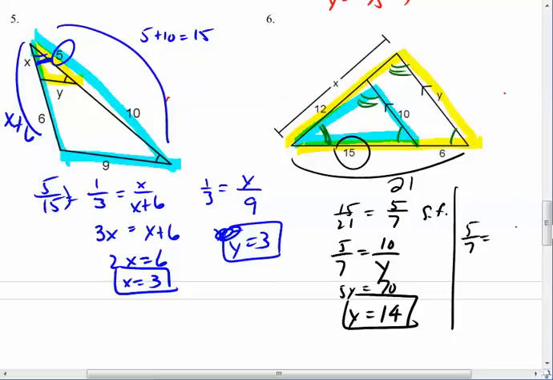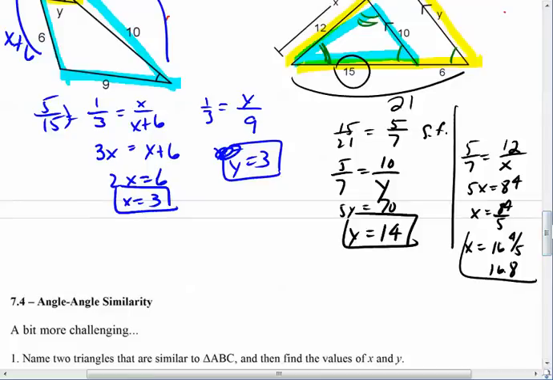Oh, I see x is the larger value, and so that numerator is going to be 12. It's going to be 5x equals 84, or x equals 84 fifths. And if you want to change that to a mixed number, you can. 5 goes into 80 16 times with 4 left over. So 16 and 4 fifths, or 16.8 would be acceptable answers.